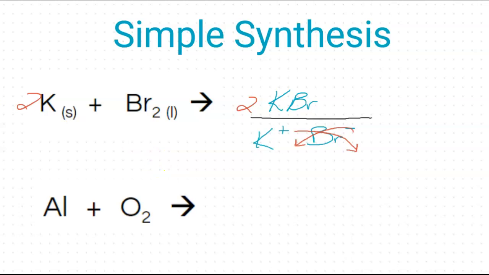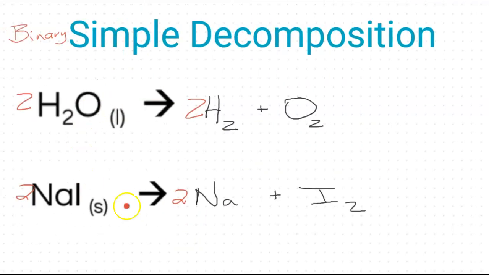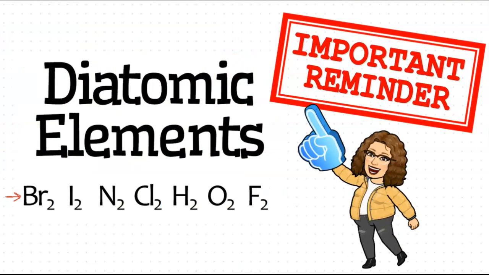The second, or the reaction below, is again another simple reaction. I've got aluminum reacting with oxygen. Aluminum is not on the list of Brinkelhoff, so it's Al by itself. Oxygen is on my list of Brinkelhoff. Right here, oxygen is on my list, and so it is written with a 2.